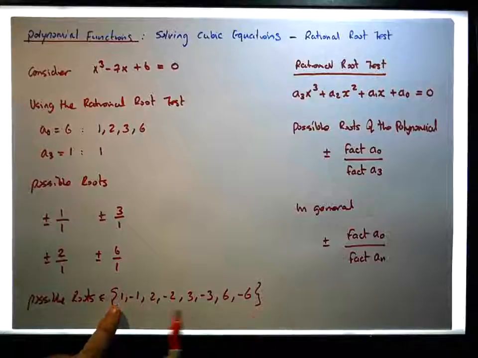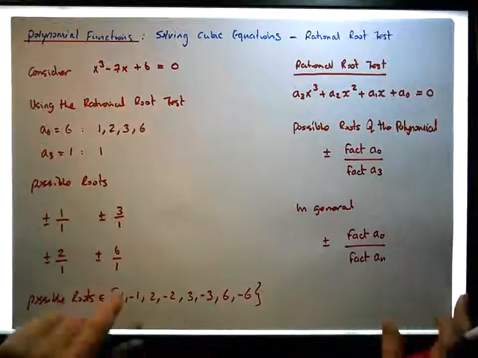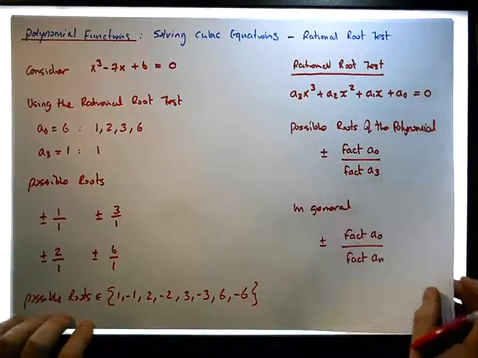These particular values, when we substitute into this polynomial, give us 0. So we have to actually go through them all. Okay, so let's consider now. What we're going to do is consider those particular possible roots.